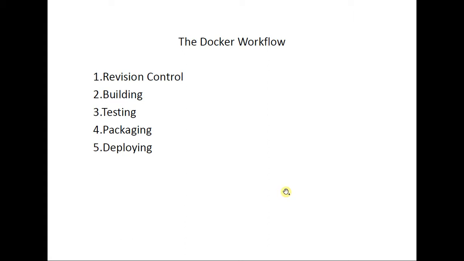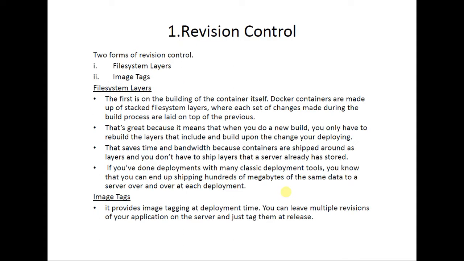The first step is revision control, second is building, third is testing, fourth is packaging, and fifth is deploying. In revision control, in the deployment process of Docker, there are two forms of revision control. The first is the file system layer and the second is the image tag.